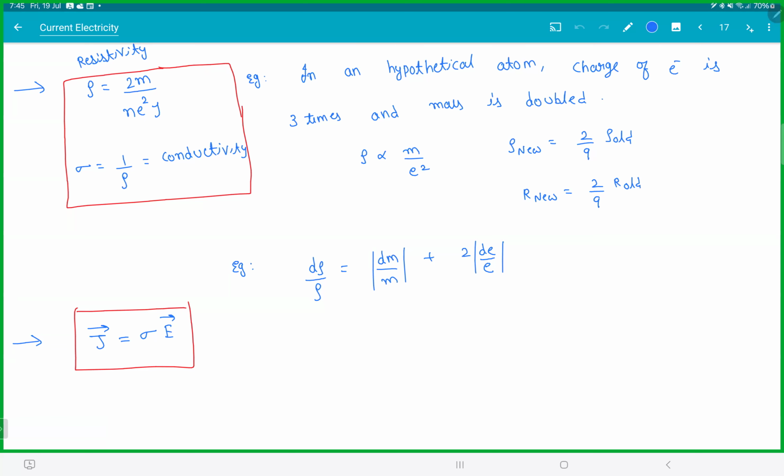Clear? Sigma is conductivity, right? Conductivity. Clear, everyone? Now here we have some theoretical discussions actually.